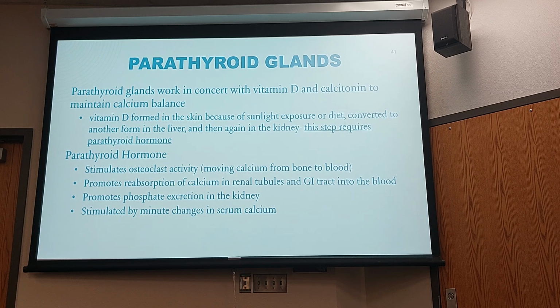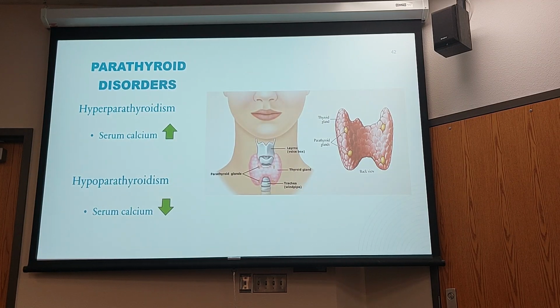And this is all going to be stimulated by minute changes in the serum calcium. You can think of the thyroid and the parathyroid like a thermostat that regulates temperature. If you know how that kind of loop works, you can liken it to that a little bit. So the parathyroid is constantly monitoring the amount of calcium, and it's going to adjust how much parathyroid hormone it's spitting out based upon that feedback loop. So parathyroid hormone, then calcium.